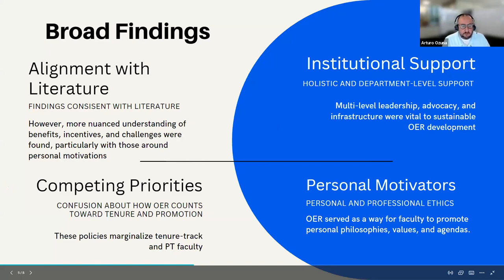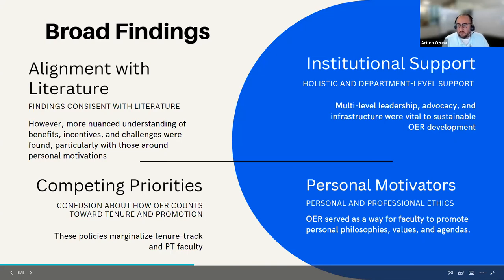For many of the study's participants, benefits and incentives really aligned with the literature on the benefits and incentives tied to these types of programs, right? Benefits around student affordability, benefits around student success, particularly with populations of low socioeconomic status students, such as is prevalent at the site that I studied. There were a lot of incentives, like the flexibility of the materials for faculty. So these were aligned a lot with the literature.